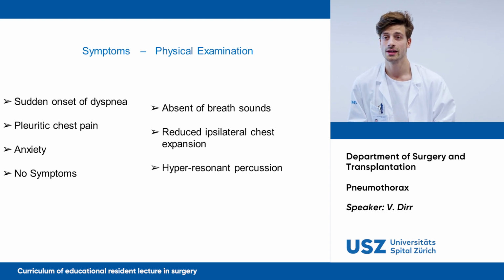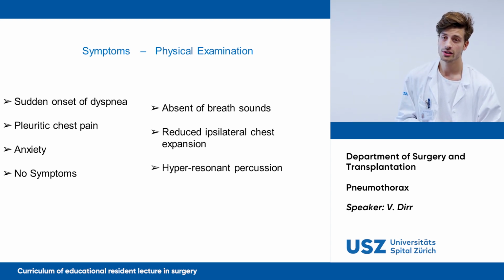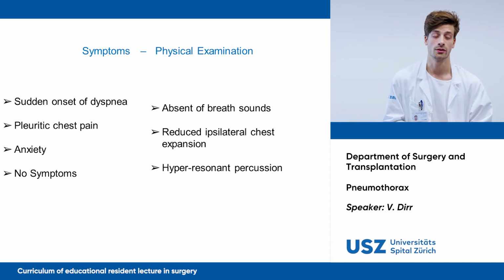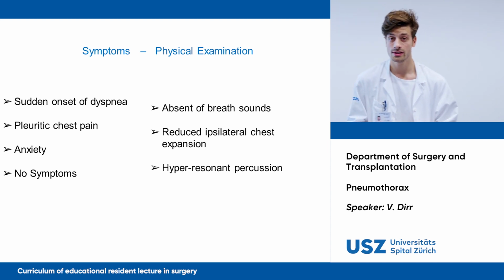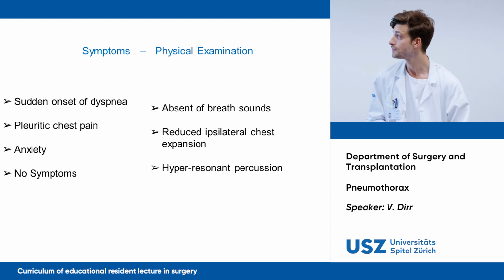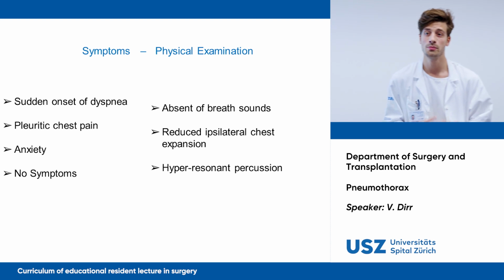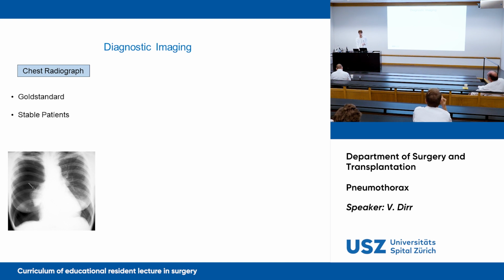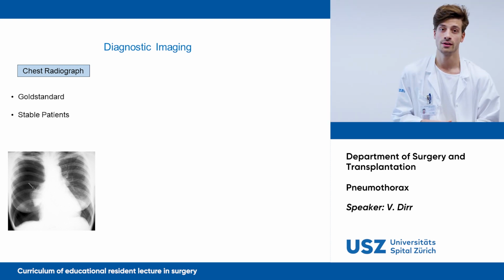The patient usually presents with a sudden onset of dyspnea, with a pleuritic chest pain, which means a sudden, sharp, burning, ipsilateral chest pain when inhaling or exhaling. These patients also are anxious, or sometimes they have no symptoms at all. This is especially true for a primary spontaneous pneumothorax. On the physical examination, due to the missing lung tissue below the chest wall, we can hear an absence of breath sounds, a reduced ipsilateral chest expansion, or a hyperresonant percussion. For diagnostic imaging tools, we have the chest radiograph. It's considered the gold standard. It's good for quantifying the size, to make the diagnosis, or to monitor the disease, mostly done in stable conditions.